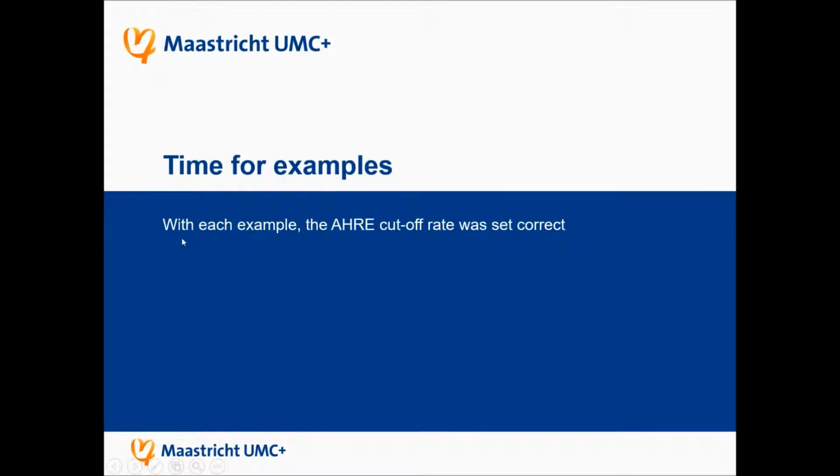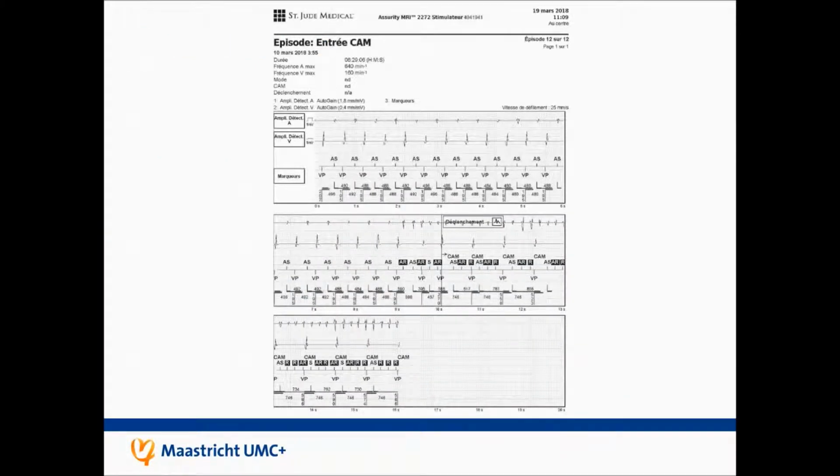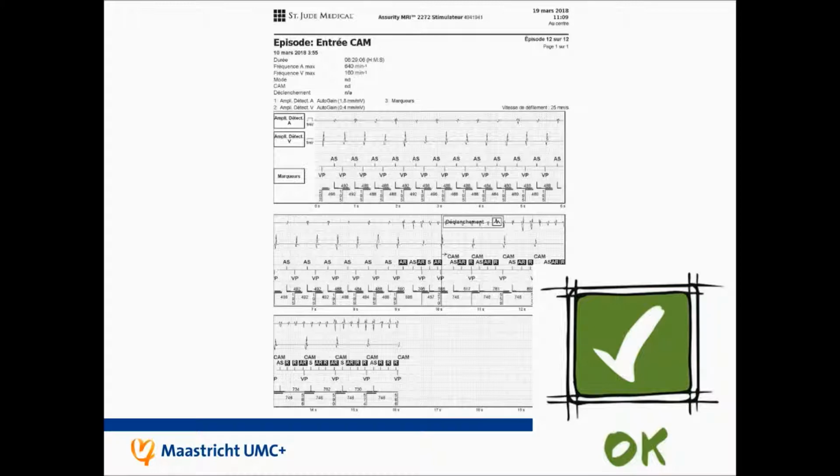Okay, a couple of examples. With each example, the atrial high rate cutoff was set correctly for that specific country. This is a St. Jude device, and we see here that it was an atrial high rate event of 6 hours and 29 minutes, and the maximum atrial frequency was 640 beats per minute. That's also the max the device can measure. I already said the atrial high rate cutoff was set properly, so we know it was 6 hours and 29 minutes above the atrial high rate cutoff. So this is an adequate episode.